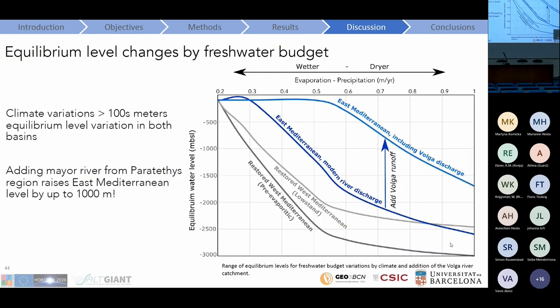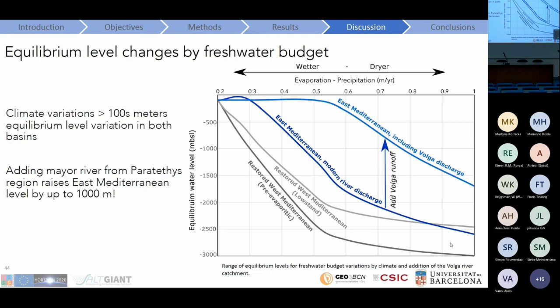And here we do just a very, very preliminary investigation of the possible impact of climate variation and the impact of the Paratethys on the equilibrium level here on the y-axis, in both the Western Mediterranean basins restored and the Eastern Mediterranean, where we don't have a complete restored hypsometry, but we use the modern one.